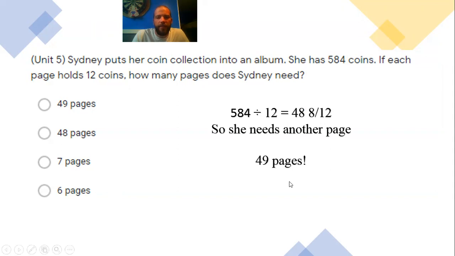So if you divide 584 by 12, you get 48, but there's a remainder. So when you divide it, you realize it's 48 remainder 8, or 48 and 8/12. So not only does she fill up 48 pages, but she fills up 8/12 of another page, meaning she needs another page. So the answer is 49 pages there.